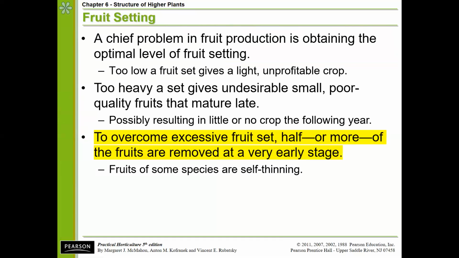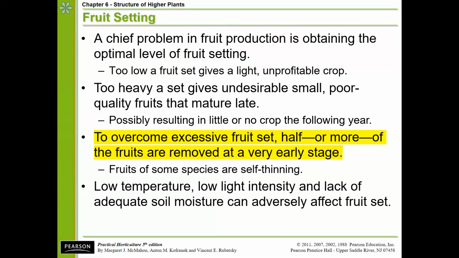Would you rather have a ton of little teeny tiny fruits, or fewer larger fruits? Well, consumers tend to prefer fewer but larger fruits. So to overcome heavy fruit set, a lot of times we will actually remove excessive fruits at early stages through a process known as thinning. And in some cases, we have self-thinning fruits, especially in a lot of our fruit tree crops, where they just drop on their own.